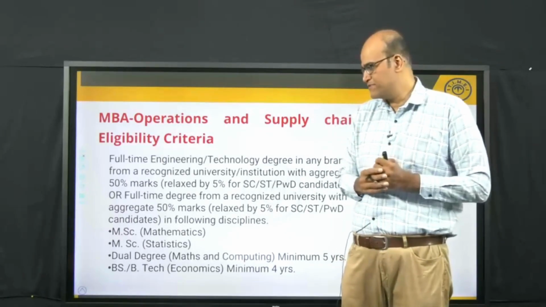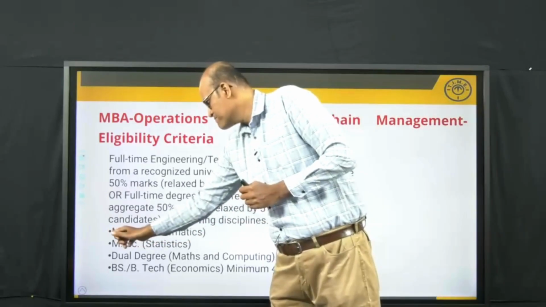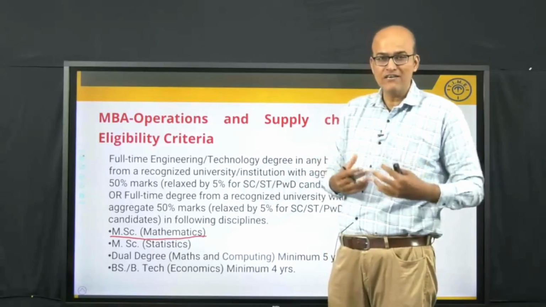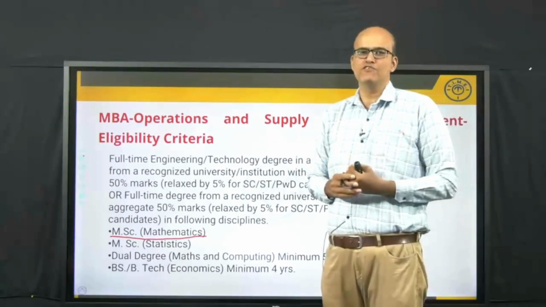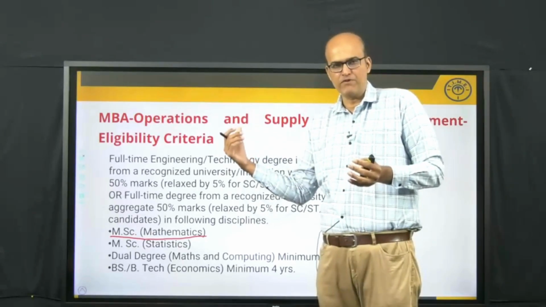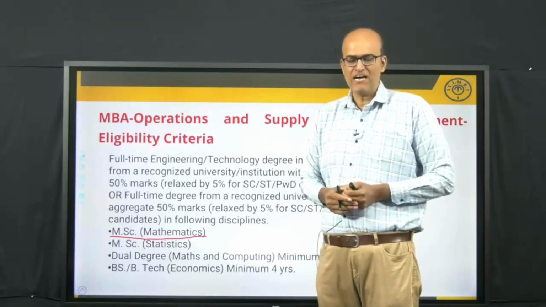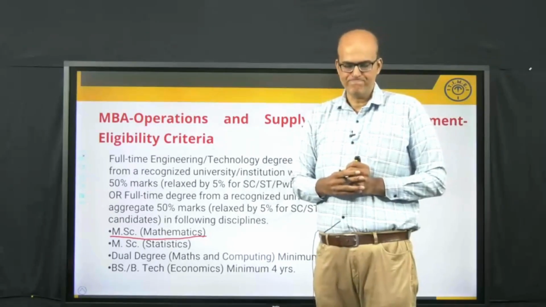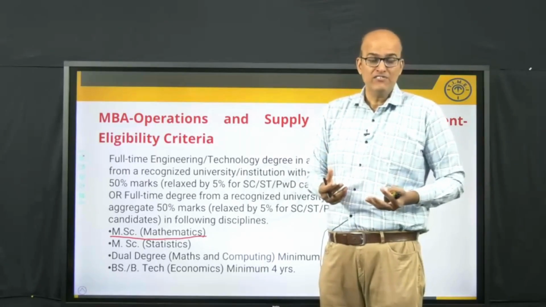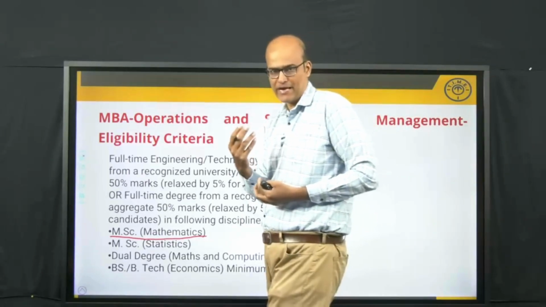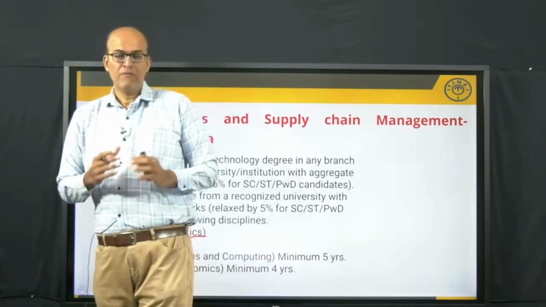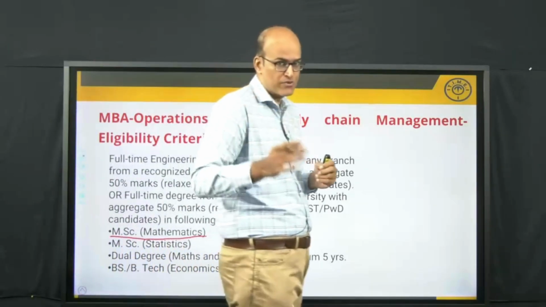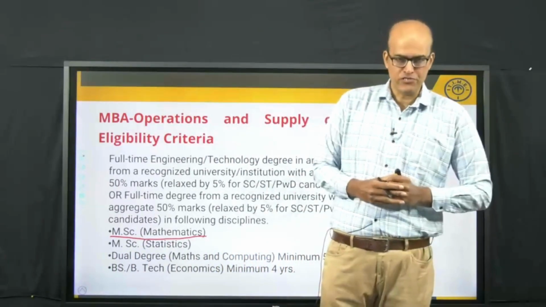Now, which are those aspirants? To start with, people who have done their MSc in Mathematics. So if you have done Master of Sciences in Mathematics, you are eligible for this program. Again, the prerequisite percentage values will remain the same. Apart from that, people who have done their MSc in Statistics, they are also eligible. Apart from that, some students pursue dual degree programs. So if you have done a dual degree with maths and computing, but remember this dual degree duration should be a minimum of 5 years, then you are eligible for this program.